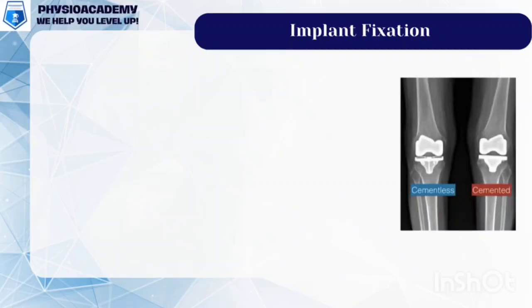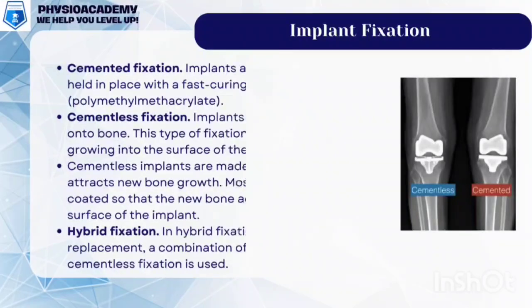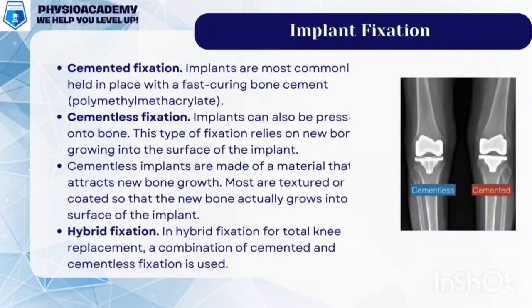Next is according to implant fixation, how the implant has been fixated to the bone. It can be cemented fixation, cementless fixation, or hybrid fixation. In cemented fixation, implants are most commonly held in place with a fast curing bone cement, that is polymethylmethacrylate. In cementless fixation, the implant can be press fit onto the bone, and this type of fixation relies on new bone growth into the surface of the implant, as it is not fixated with cement.